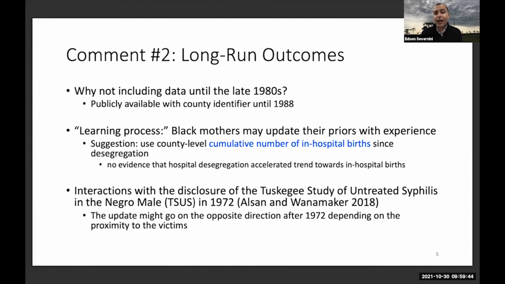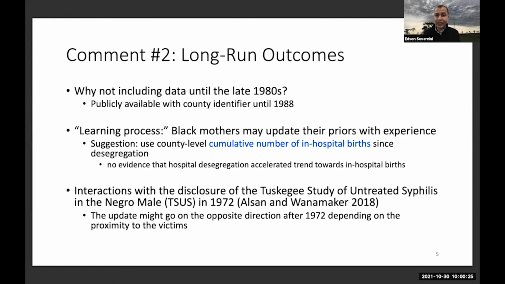In terms of the long-run outcomes, I would potentially include data up to the late 80s. I think the data they are using, especially the mortality data, might be available until 88 without actually requesting the identifiers for the counties. And the way I see it, there could potentially be a learning process happening. Black mothers are giving birth in the hospitals, and there's a trend up in this case. So maybe using the cumulative number of in-hospital births since the segregation, to see whether they are updating their priors that there would be discriminatory practices in the hospital.